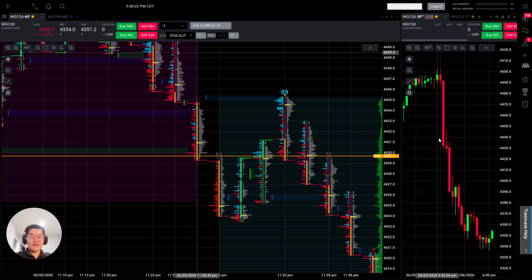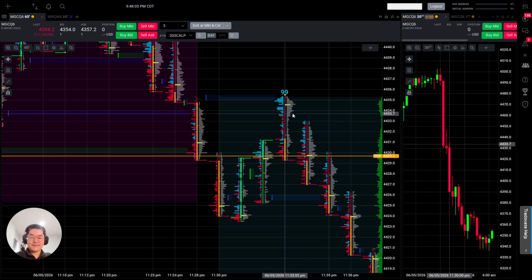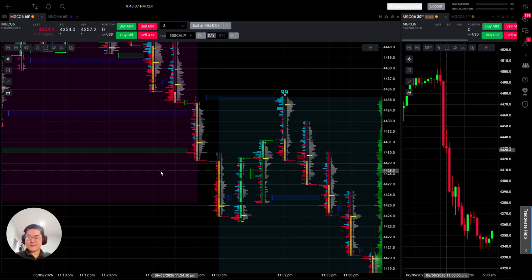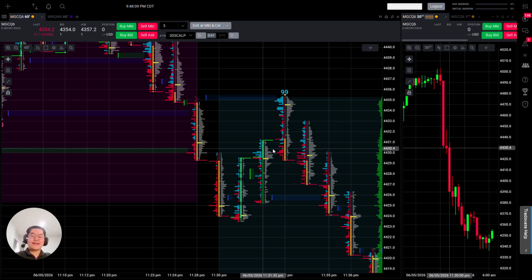A gap being actually no orders are transacted at all. And then on the left-hand side, we're going to utilize our footprint chart to make an informed decision on how we can trade this. All right.